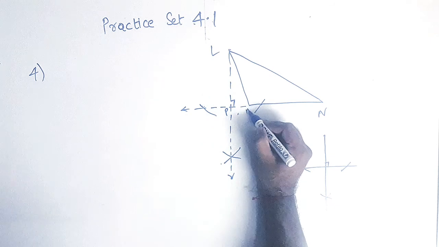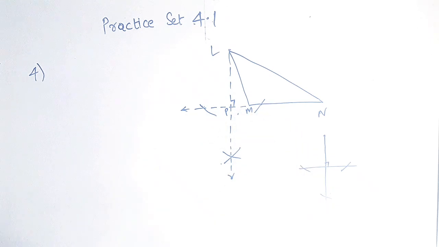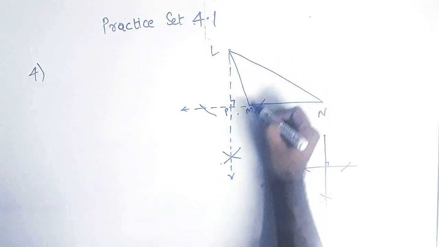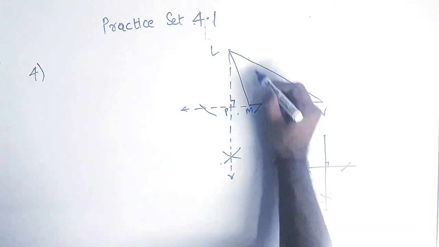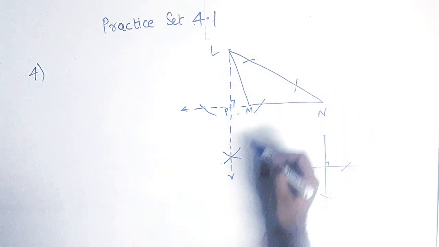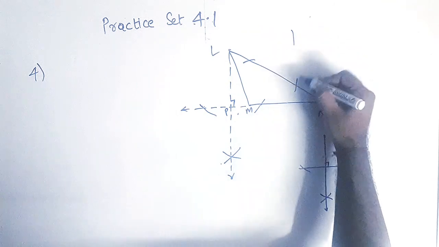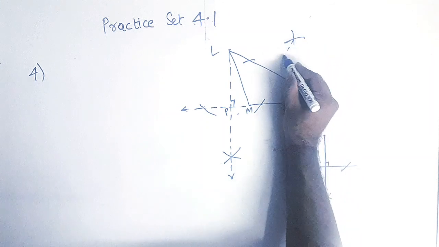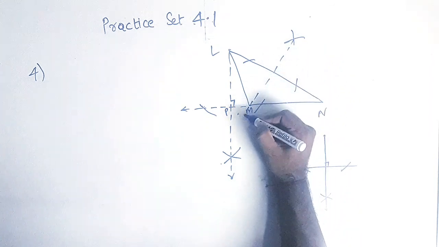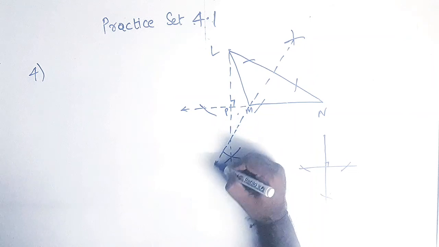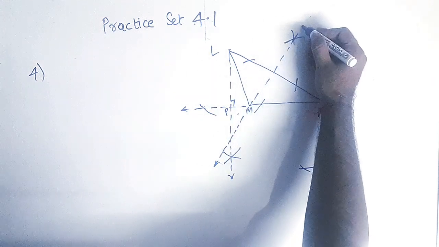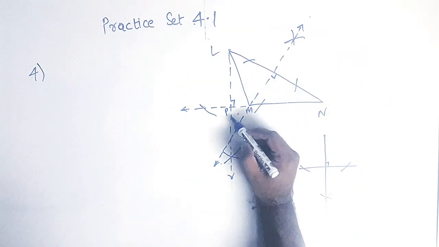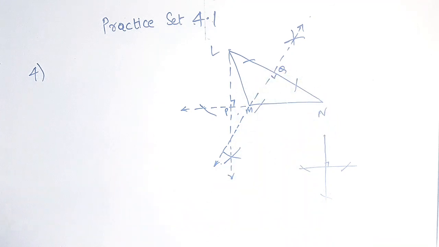M, I'll shift here. Then from M the altitude will be here. From M you will take a suitable radius and cut the arcs here. From here you will draw one arc and two arcs here. Then we will join this. We'll take it further because these two altitudes should meet. So this is your altitude. This you give P, this I will give Q.